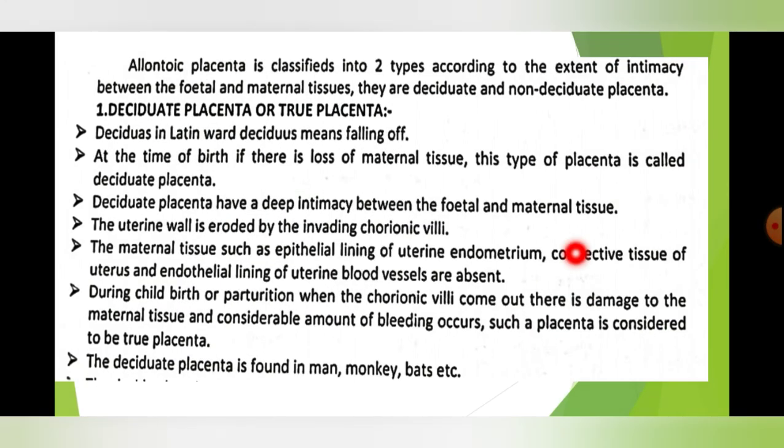Deciduate placenta, here if there is a loss of maternal tissue, this type of bleeding is called deciduate placenta. If there is no loss of maternal tissue and there is no bleeding, then that type of placenta is called non-deciduate type of placenta.